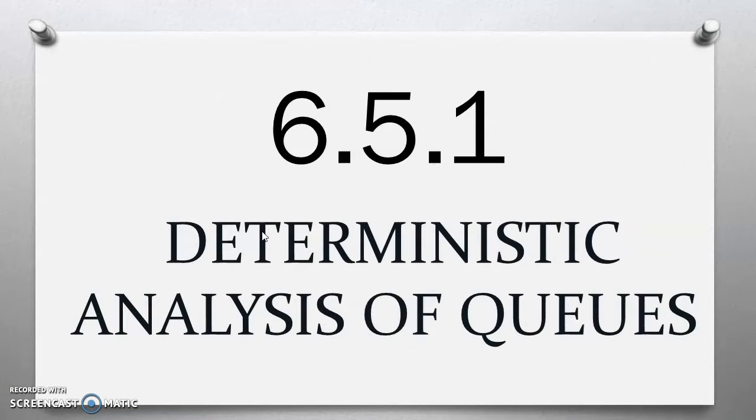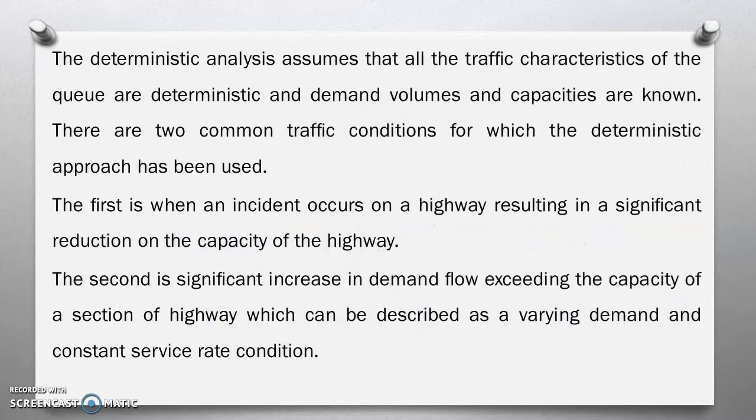Deterministic analysis of queues. The deterministic analysis assumes that all of the traffic characteristics of the queue are deterministic and demand volumes and capacities are known. There are two common traffic conditions for which the deterministic approach has been used. The first is when an incident occurs on a highway, resulting in a significant reduction in the capacity of the highway. The second is a significant increase in demand flow exceeding the capacity of a section of highway, which can be described as a varying demand and constant service rate condition.